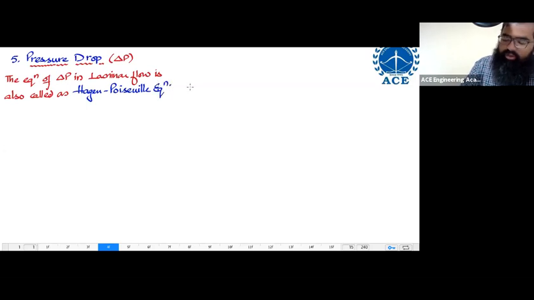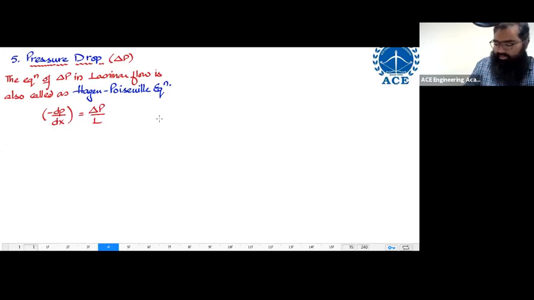This is one more name. Okay. What is the logic for getting the value of delta P? The logic is very simple. Remember the logic. Wherever you see minus dP upon dx, replace it by delta P upon L. Wherever you see minus dP by dx, replace it by delta P by L.